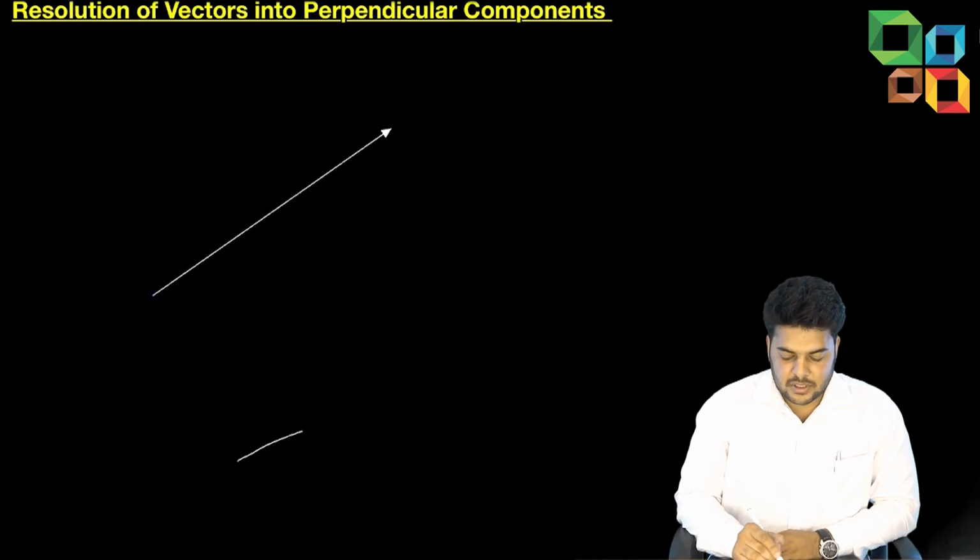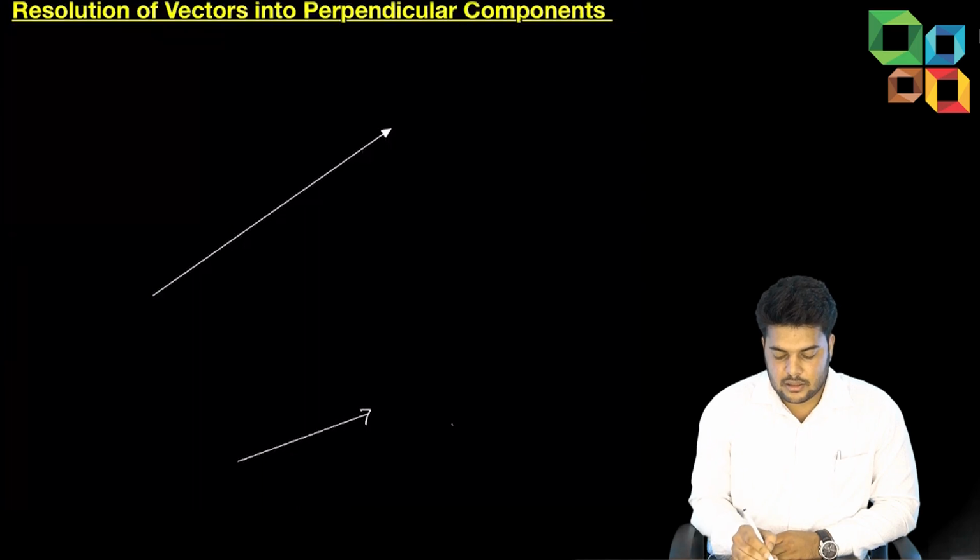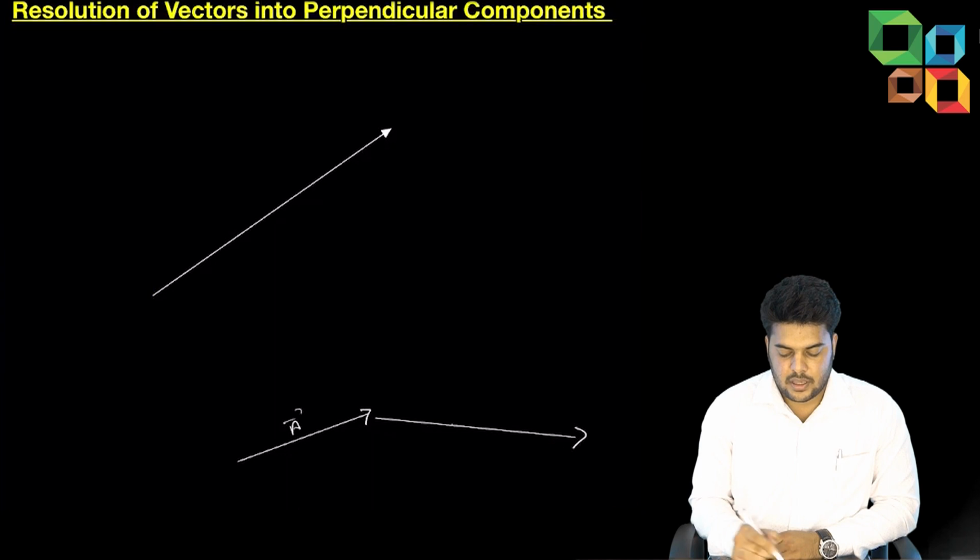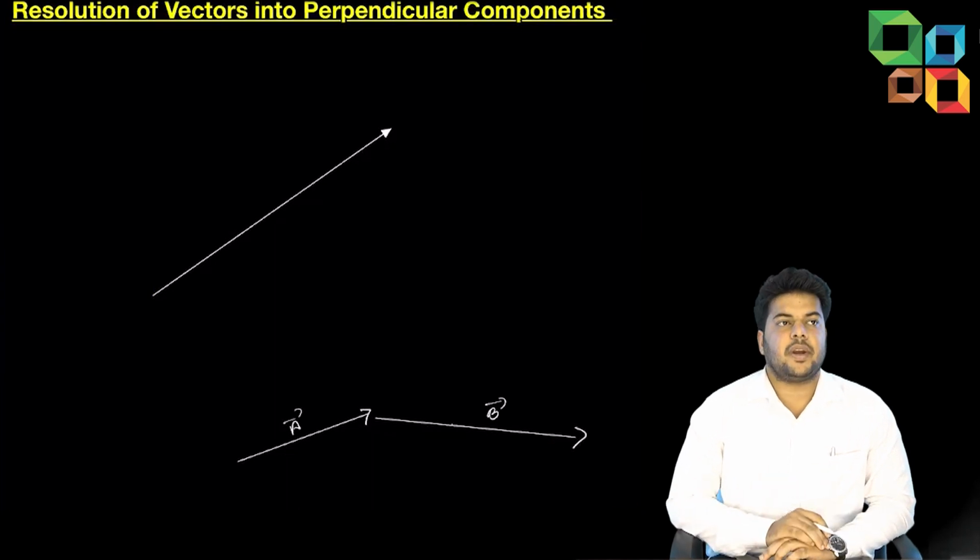Suppose I give you that example. Suppose there is one vector over here. This is vector number 1. And then there is vector number 2 over here. So this is vector A and vector B. How would you add these two vectors? Forgot?